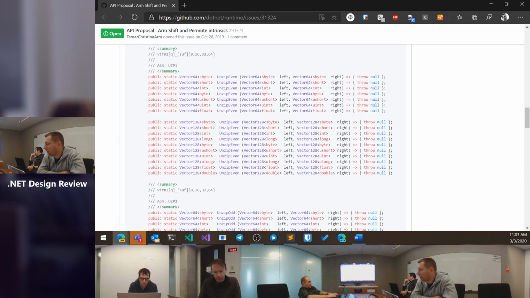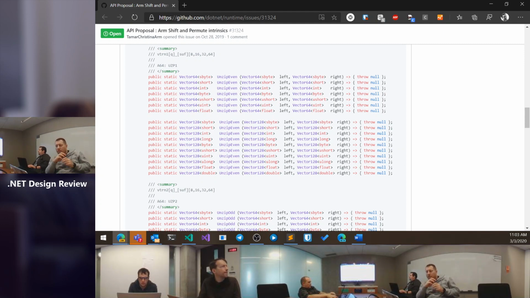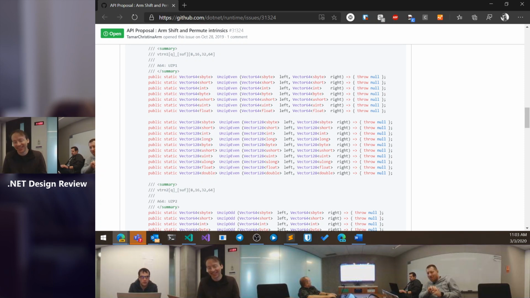Unzip even. Is this? Oh, it unzips even. There's a nice diagram. Why does the instruction ending in 1 work on even and on 2? Sorry. So that it maintains odd parity.